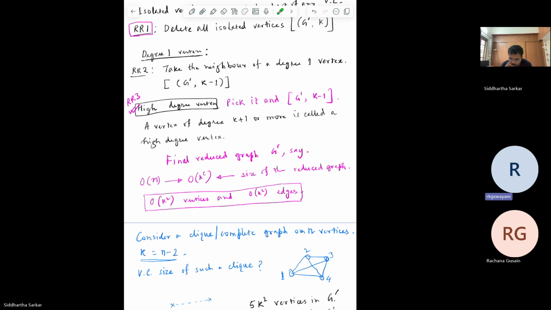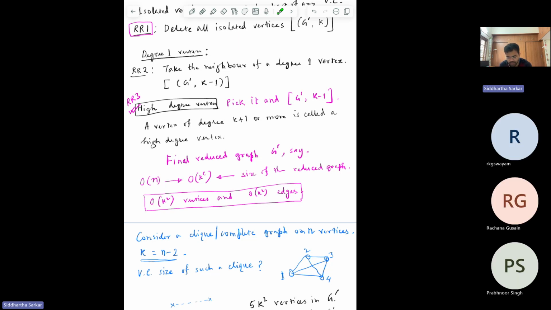What conclusion can we draw? So how to draw this? If the maximum degree of a vertex is, say, k, then there would be order of k squared number of edges. So if the number of vertices is also k, then you would have been done, right?